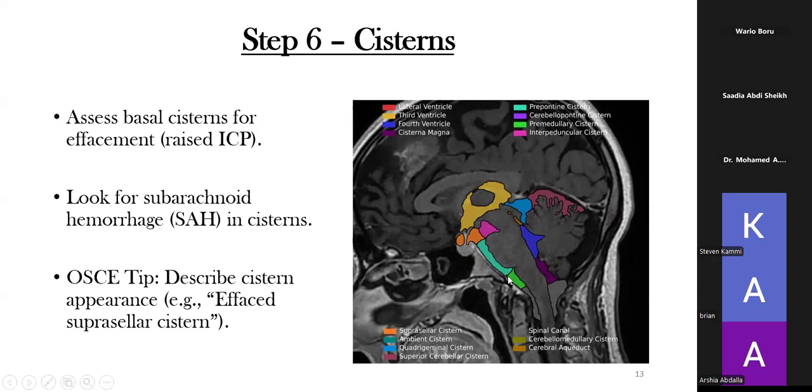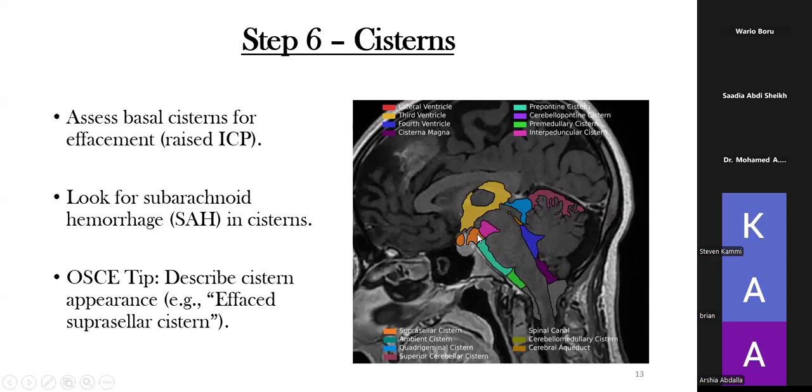So prepontine system, then premedullary system that you have over there. Then you have your superior cerebellar system. Then here, this blue we have here, this one should be the quadrigeminal system. So most commonly when you're looking at a scan, the effacement would occur somewhere over here.